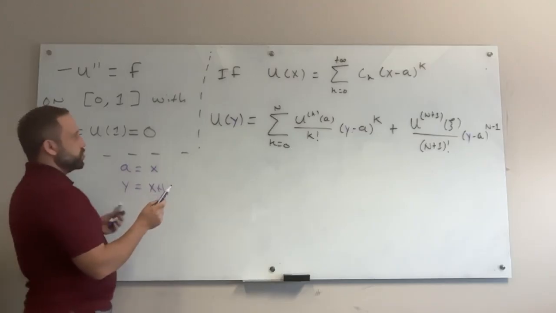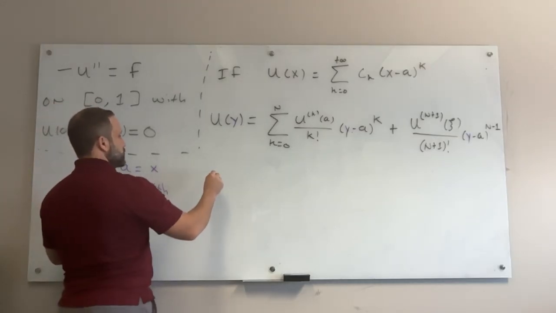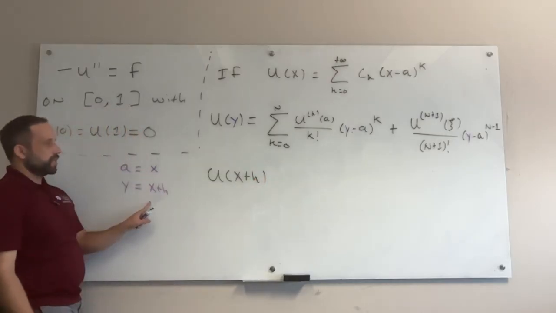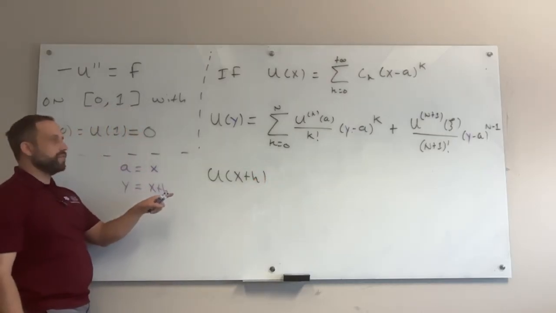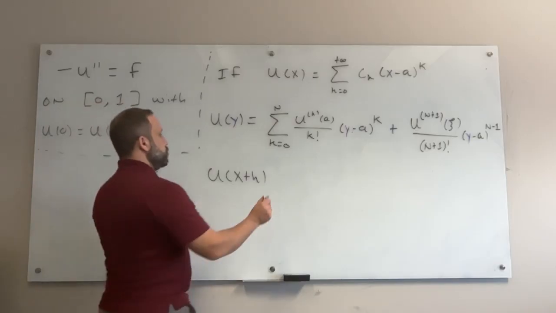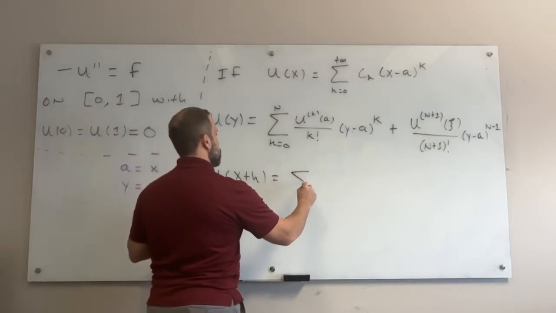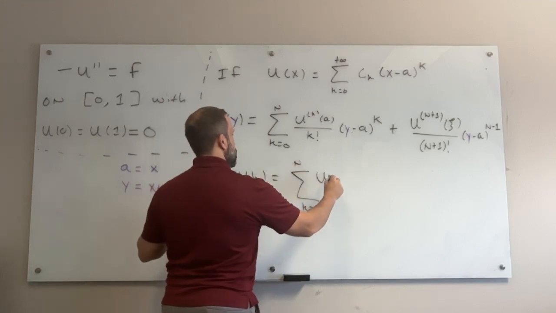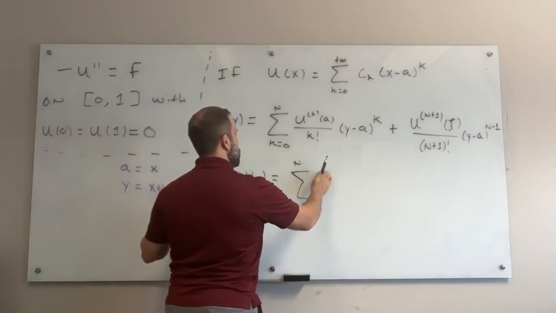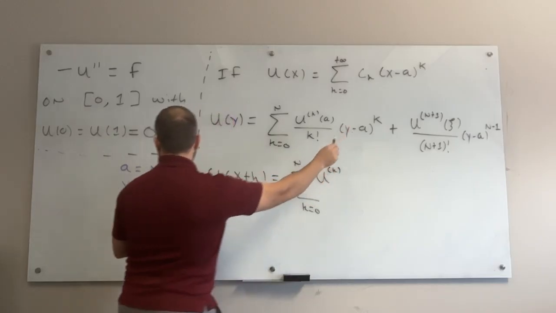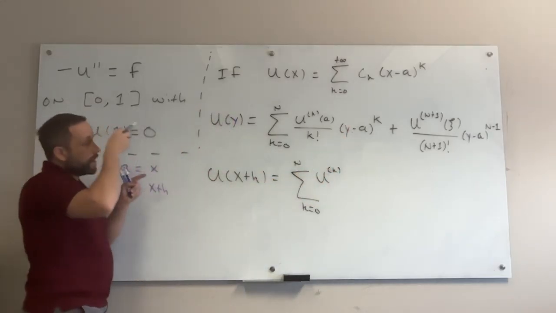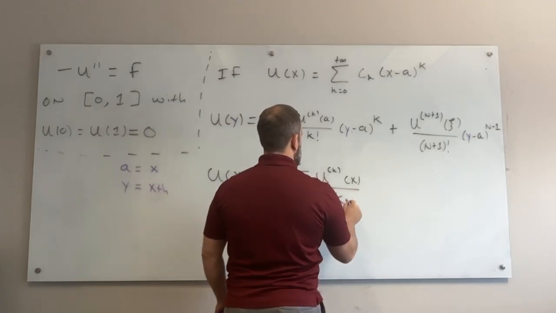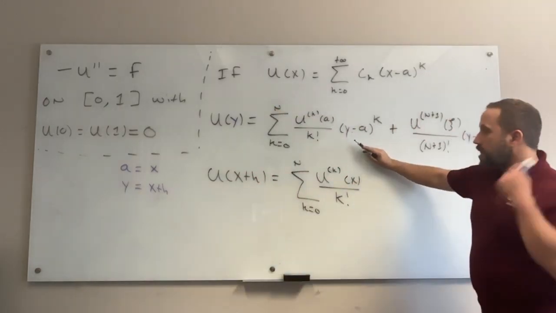So how is this going to work? U of x plus h, okay, y is equal to x plus h. This is one way to derive this formula, not the only way. Okay, so u of x plus h then is going to be the sum k equals 0 to n. Okay, we're going to look at the kth derivative of u evaluated at a, but we're just calling a x right now, divided by k factorial. Now notice what's going to happen here.